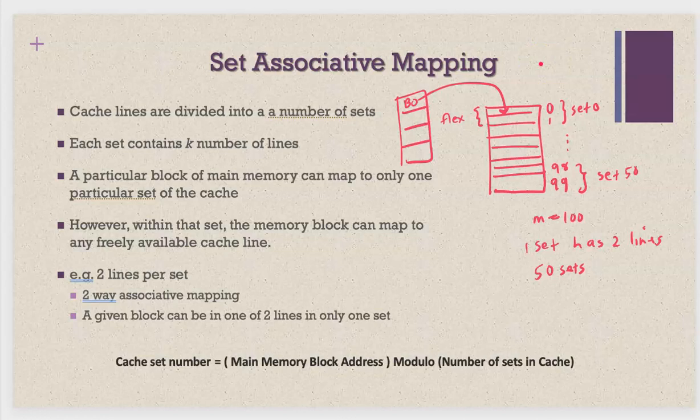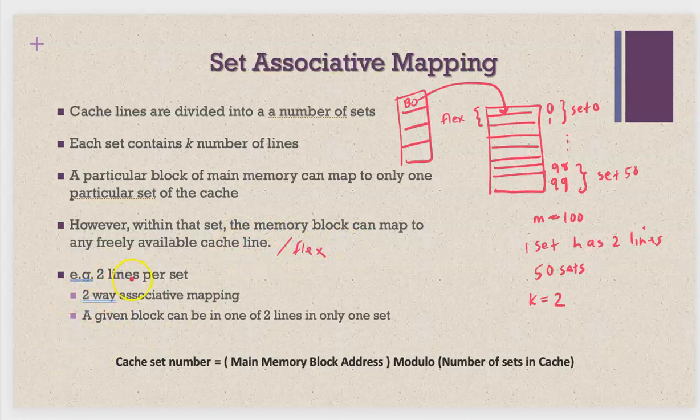So each set contains k number of lines. In this case, my one set has 2 lines, which means my k is going to be equal to 2. However, within that set, the memory block can map to any freely available cache line, hence the flexibility.